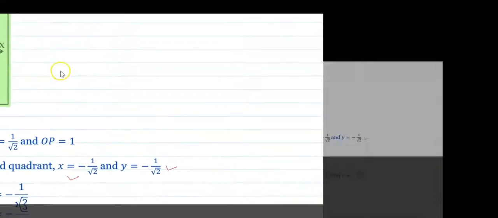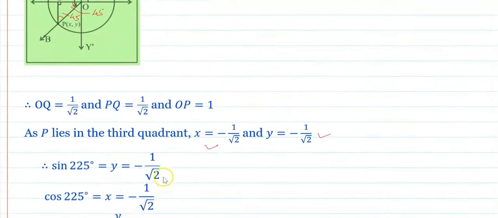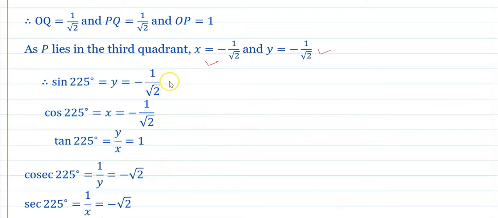In the third quadrant, both coordinates are negative. Now we have all the values of the trigonometric functions. Sin 225 is equal to y, minus 1 by root 2. Cos of 225 is equal to x, minus 1 by root 2. Tan of 225 is minus 1 by root 2 upon minus 1 by root 2. That minus and minus will become plus. And since the quantities are the same, we get the value as 1.